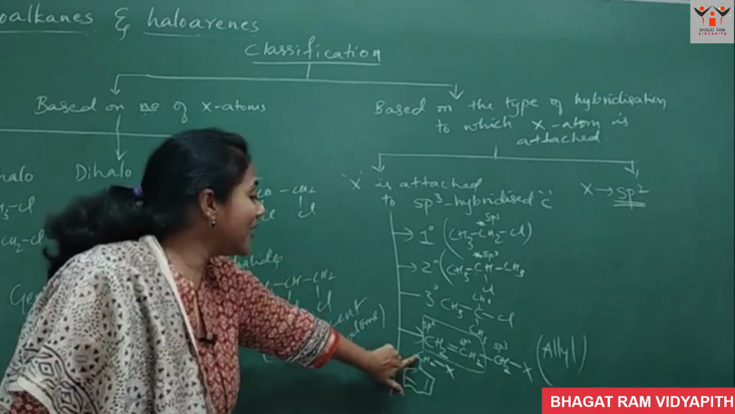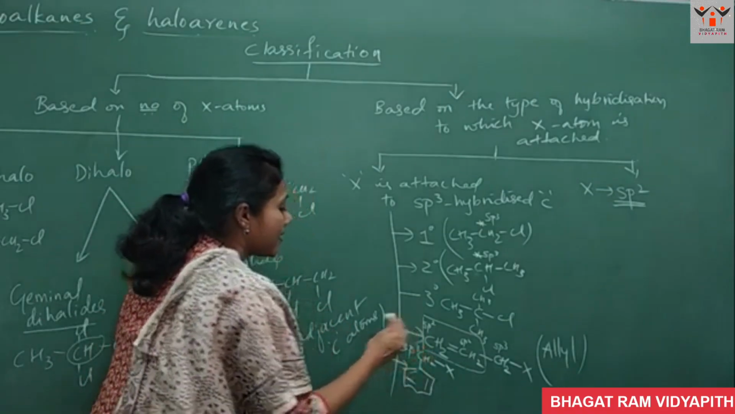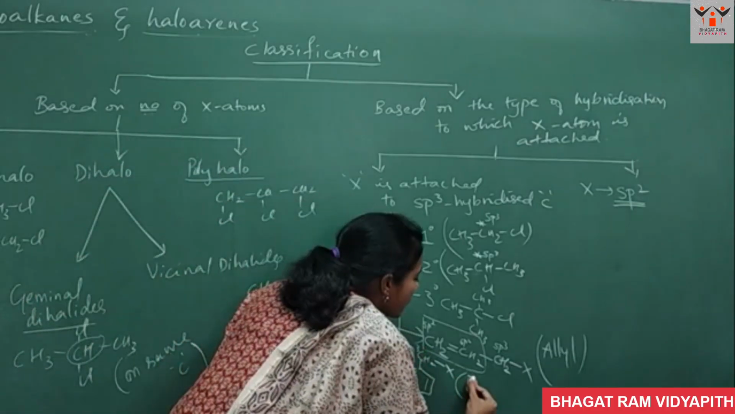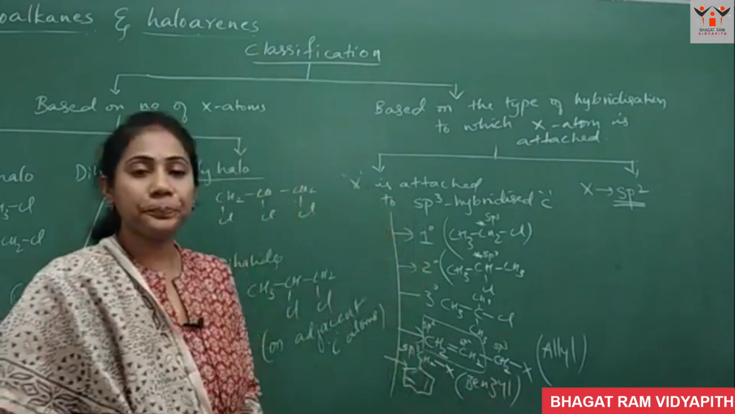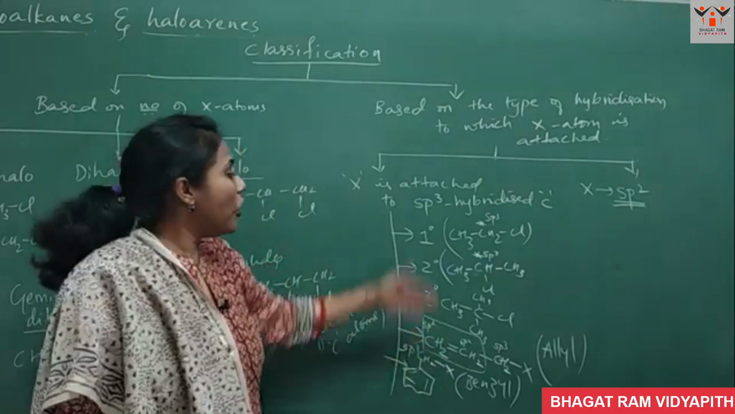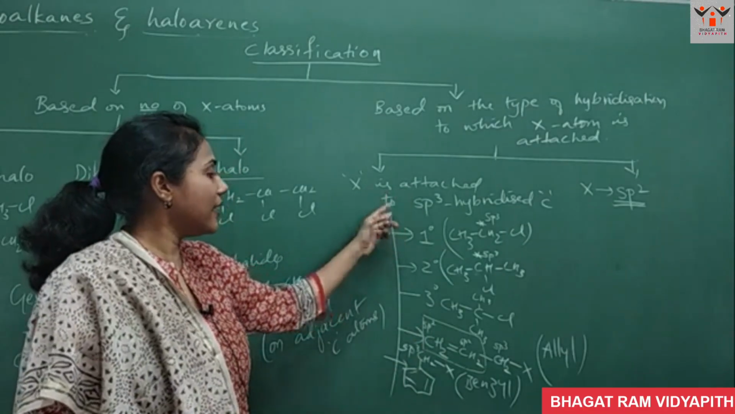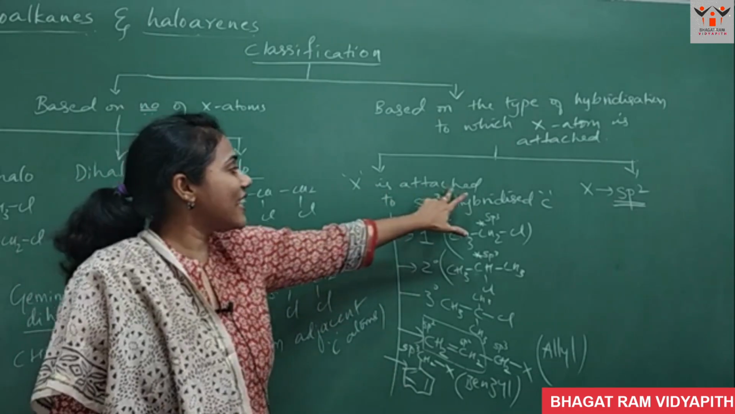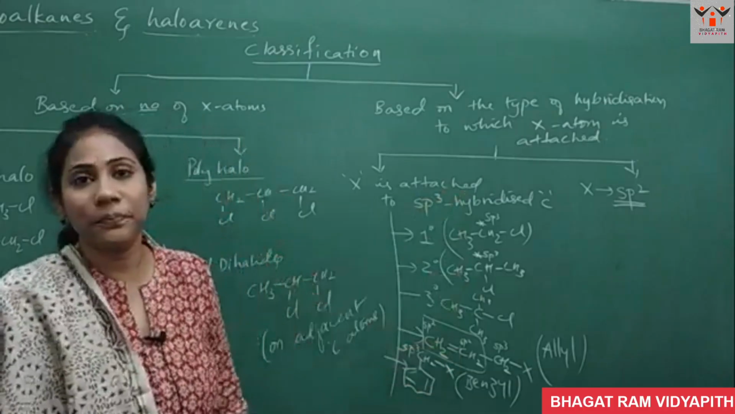And that carbon is sp3 hybridized, isn't it? So this carbon is sp3 hybridized. So this compound is called benzyl group. So this meaning is very, very important. So all these varieties come under this category. Which is that category? In all these categories, look over here, X is directly attached to sp3 hybridized carbon.